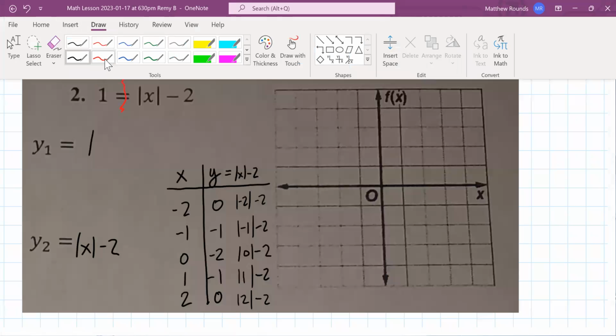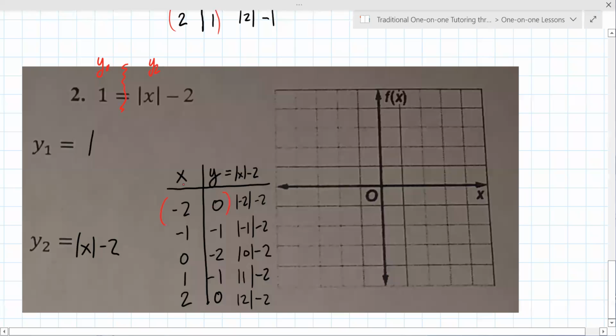The ordered pairs here: -2, 0. X comes before Y. So that's left 2, down 0. Then it's -1, -1. That means left 1 and down 1. X goes left, then Y. 0, -2 means you're going to stay right where you are, but then go down 2. And then 1, -1 means right 1, down 1.